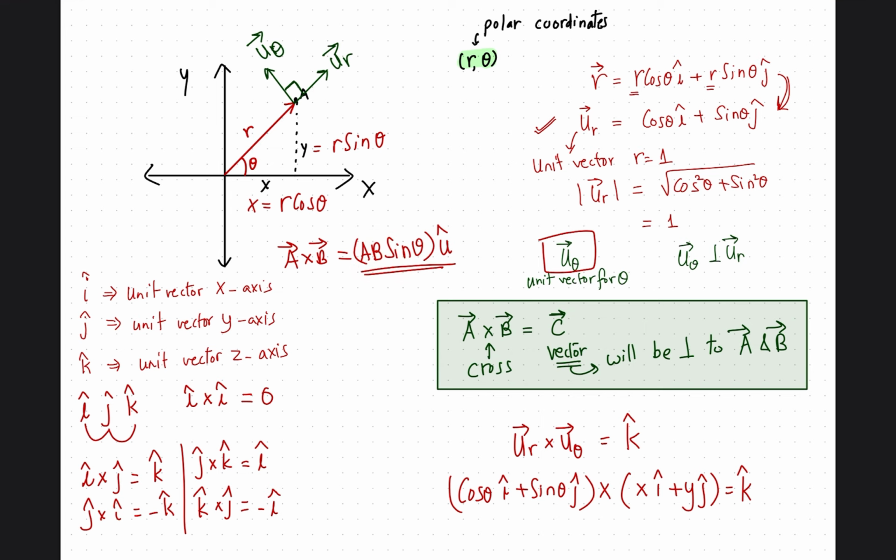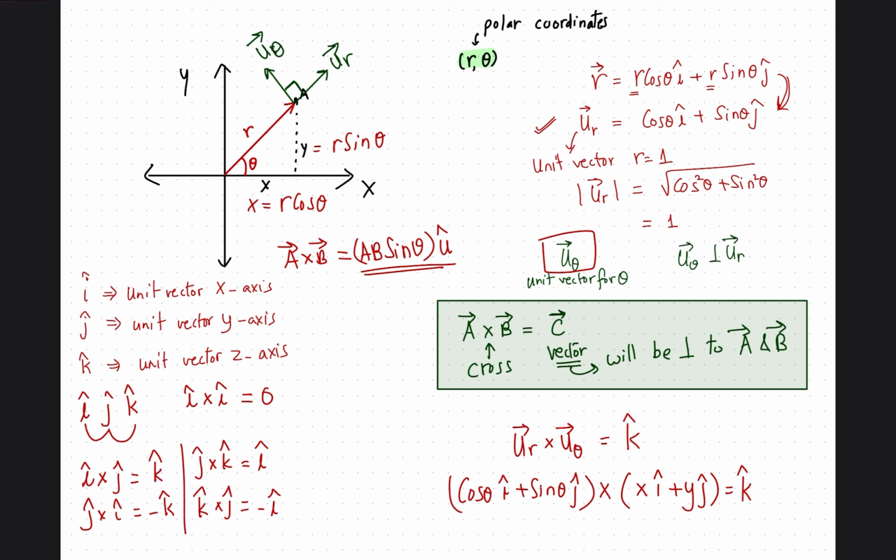AB sine theta. Now theta is the angle between A and B. So when I do cross product of a vector with itself, that means the angle is 0, and sine 0 is 0. So that's why I get this as 0. Remember, cross product of a vector with itself is always 0.